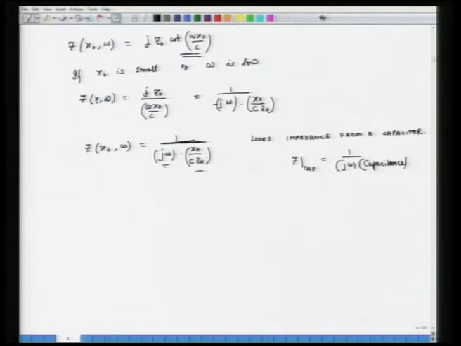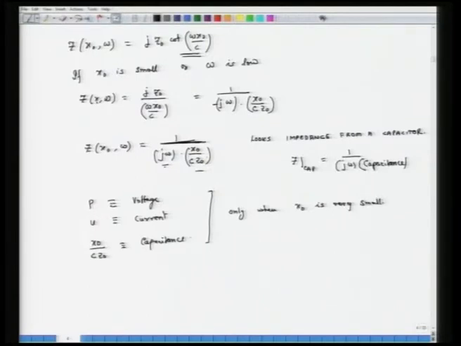So, again now if I draw analogies, if pressure corresponds to voltage, and U, which is velocity, corresponds to current, then x naught over c z naught corresponds to capacitance. Now, this is valid only when x naught is very small. So, then the question is how small is small? That is something we are going to now qualify.